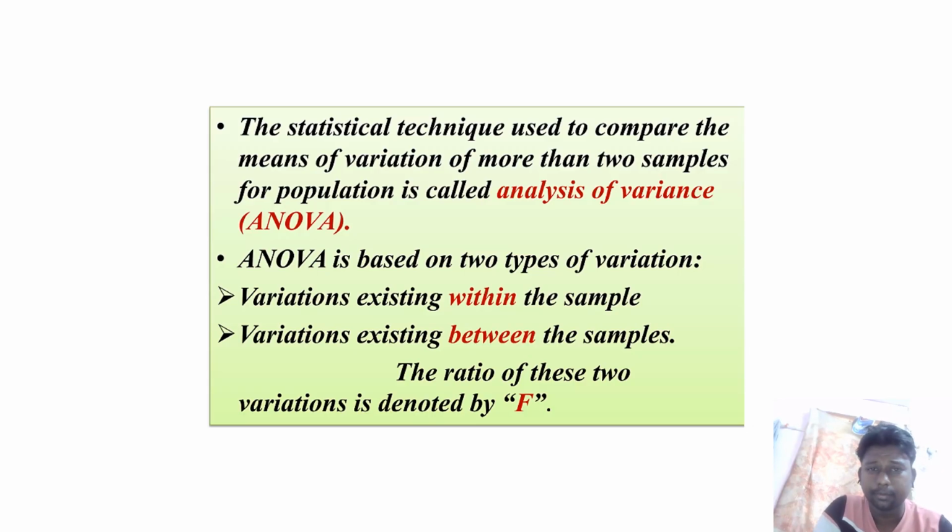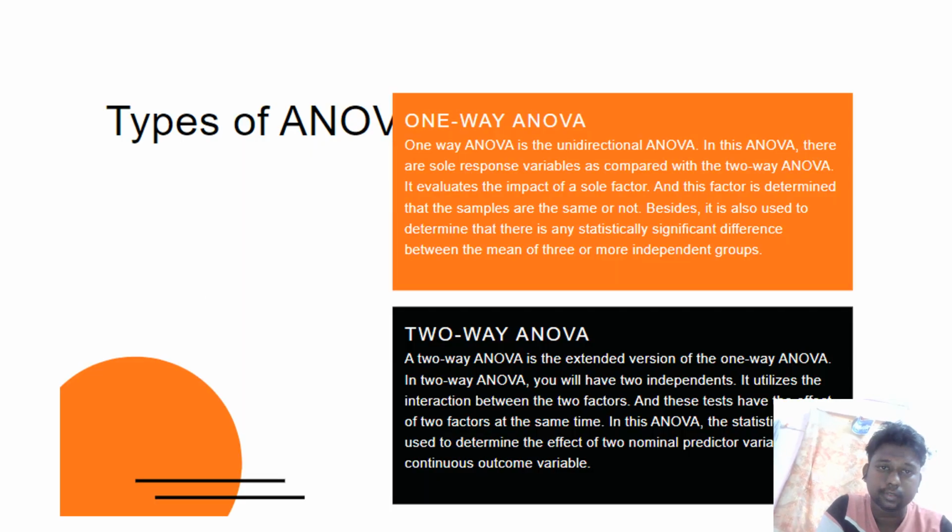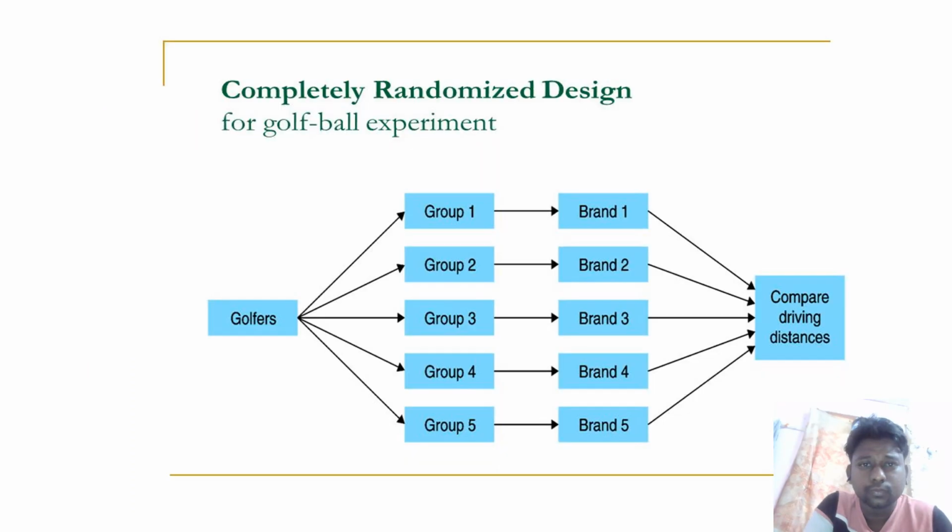It is a statistical technique used to compare the means of variations, like comparing two samples of populations, and it is known as an ANOVA test. This is the theory part; we can see some of the references and go to the next. Types of ANOVA: one-way classification and two-way classification. We can analyze them in the next part, and explain it in the next slide.